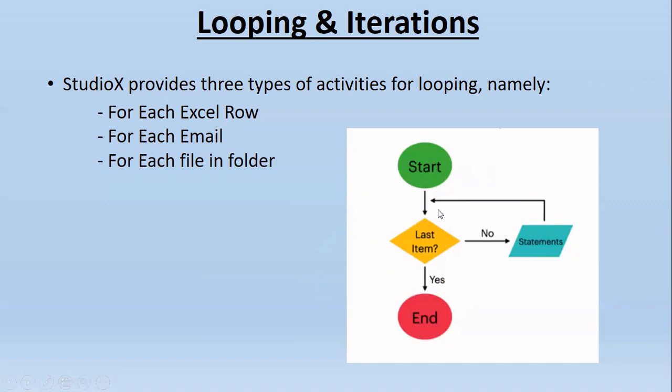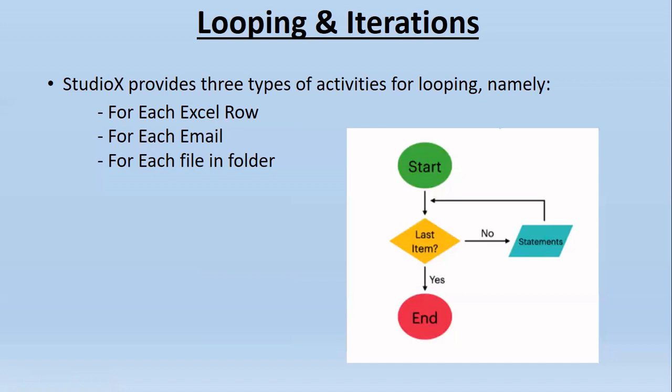You start and you check whether this is the last item or not, which is if I'm done, if all the data has been processed, if all the emails has been read. So if all has been read and it is the last item, then you end it. But if it is not the last item, then you perform a certain set of actions, which is the repetitive action that you perform. And this is what looping is.